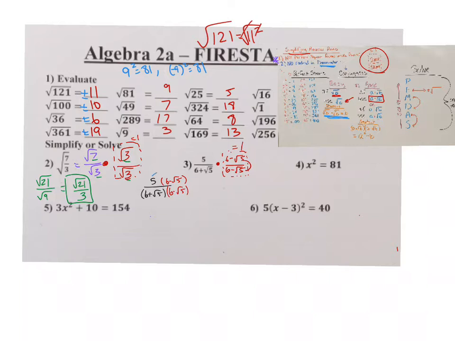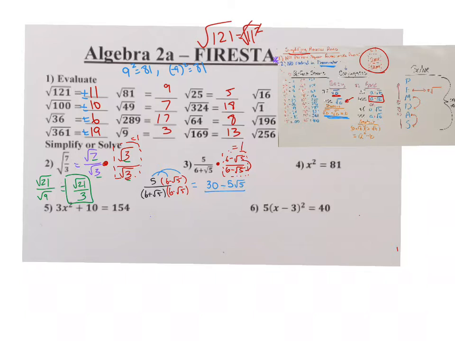So the top I'm going to distribute. 5 goes to both. 5 times 6 is 30. Remember 5. And now I go 5 times negative radical 5. One 5 is out of jail, one 5 is in jail, so they cannot be smashed together. That's why it has to be 5 radical 5.